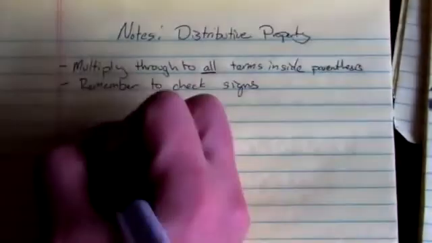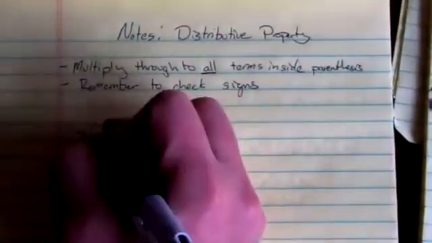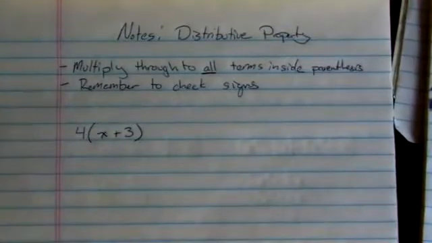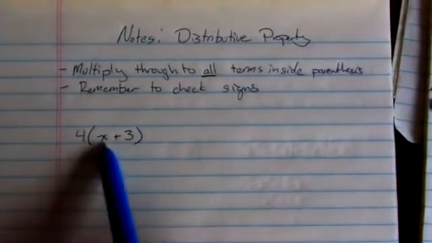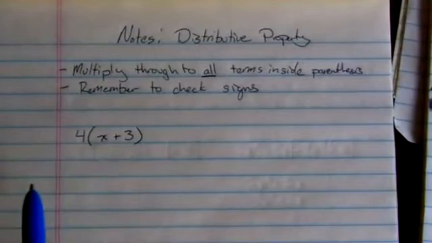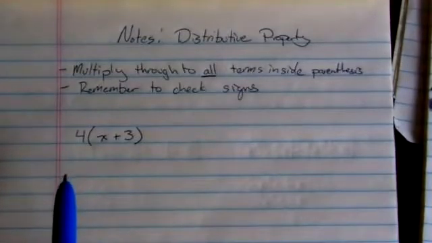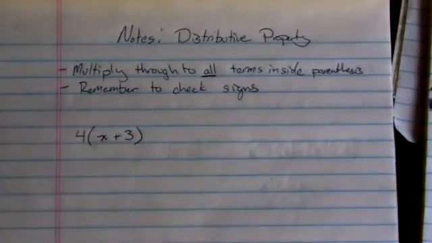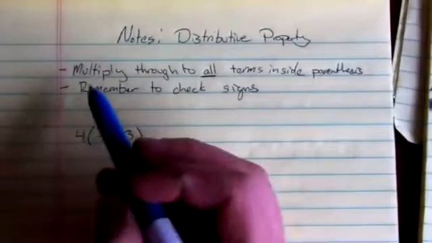If we have 4 parentheses, x plus 3. If we think, order of operations tells us to do what's inside the parentheses first. Well, we can't take x plus 3 because they're not like terms. So we can't combine x and 3 because they're not the same thing. So this is where the distributive property comes into play to simplify the expression.